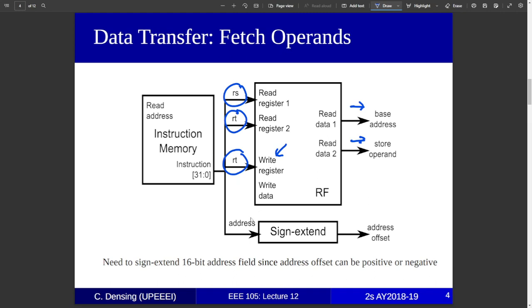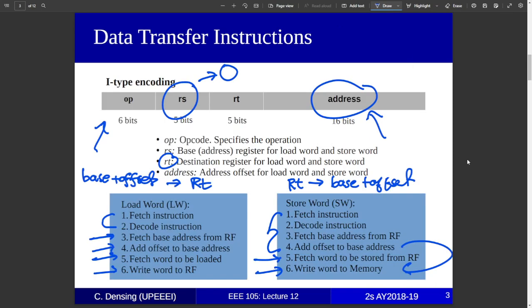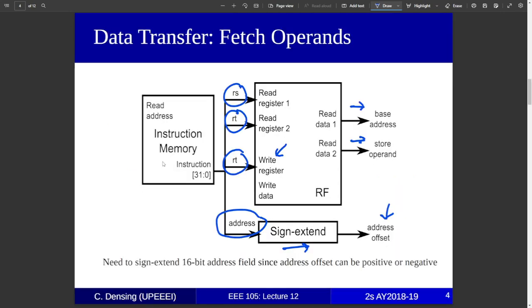And in order for us to use the address inside the ALU, we take that from the instruction as well, and we put it into a sign extension block to get the offset. So what does the sign extension block do? Well, if we go back a slide, you can see here that the address is actually only 16 bits. Now, what's the problem with being 16 bits?